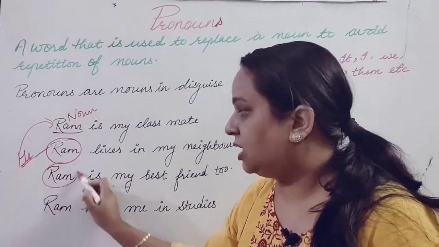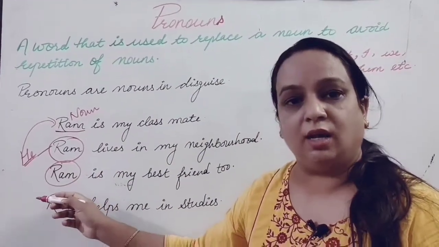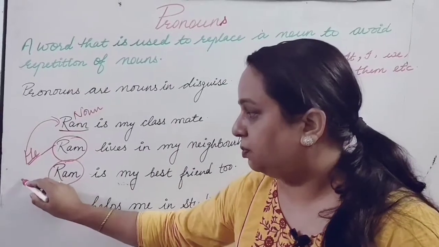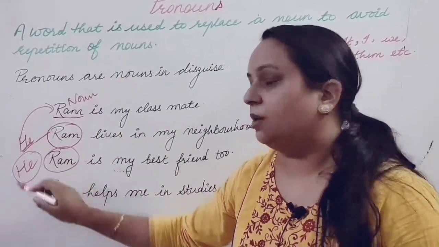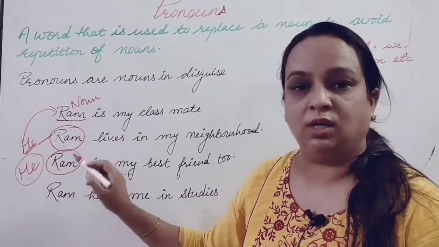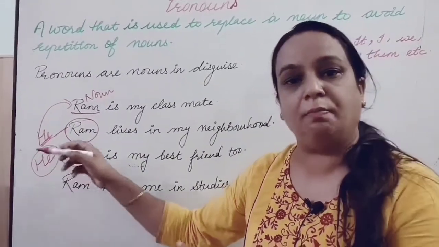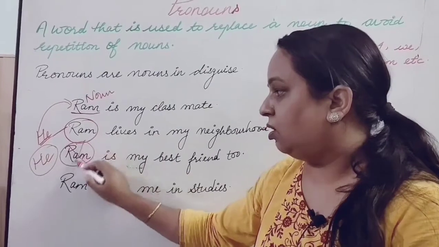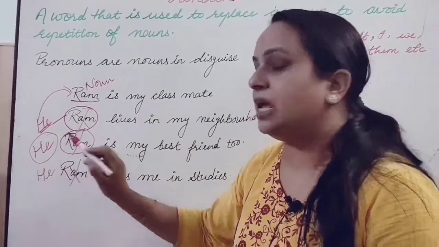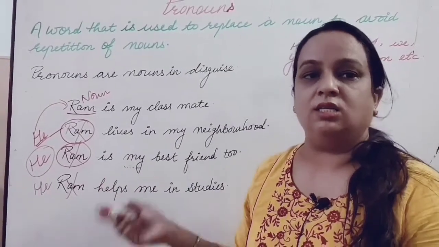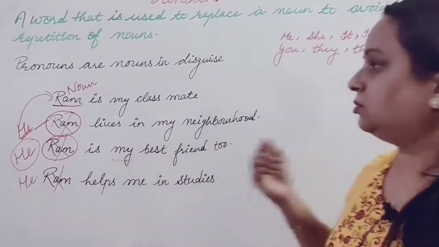Once again, at the place of Ram I will write he. So he is again the pronoun for the noun Ram. He is replacing Ram here, so I will not write Ram, Ram and Ram again. I will write he here. So that is called a pronoun.